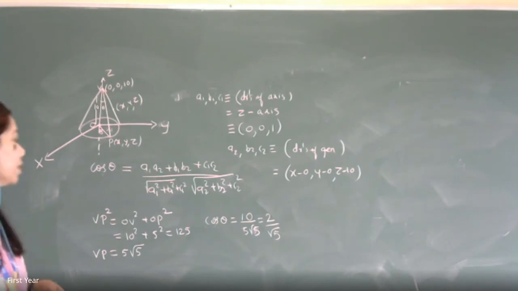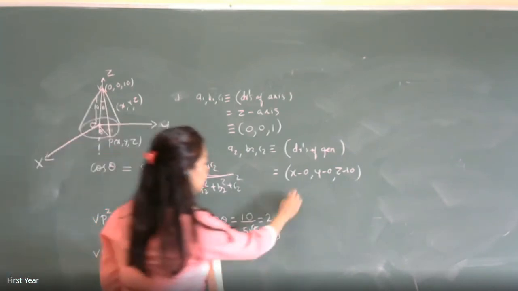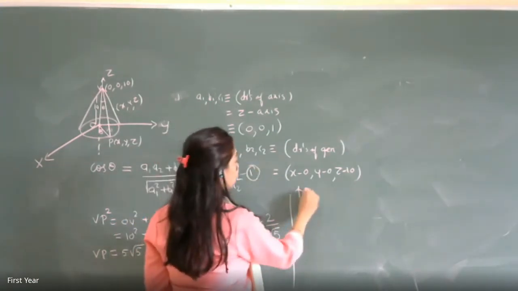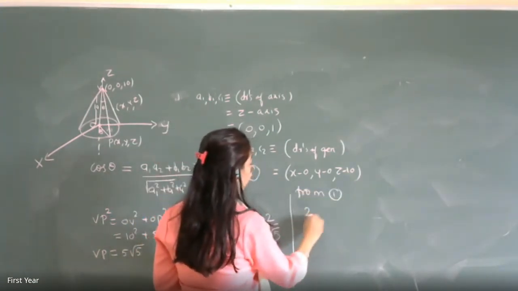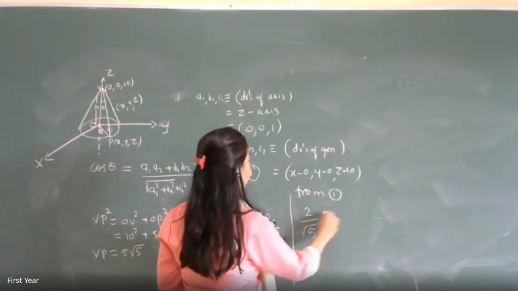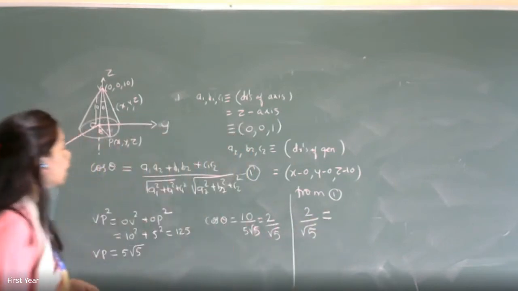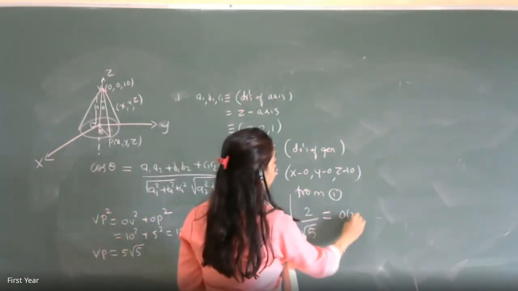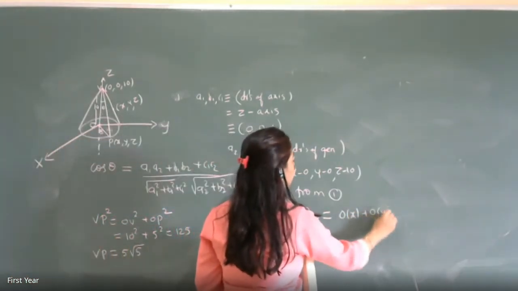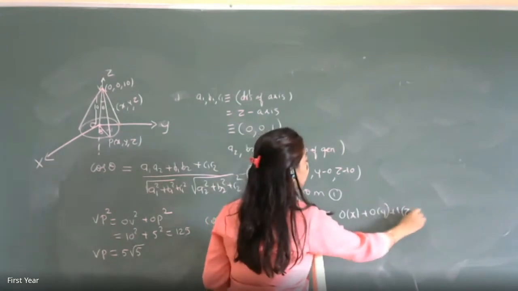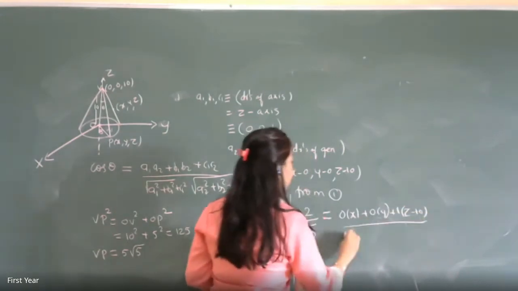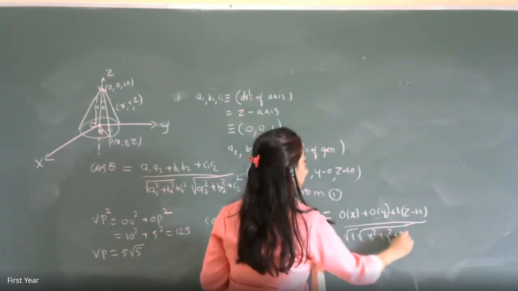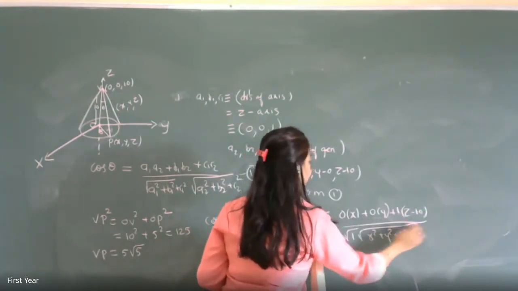So will you complete this question? What is the final answer? Using the formula, 2 upon root 5 will become equal to A1 A2 plus B1 B2 plus C1 C2. So it is quite simple: it is 0 into x plus 0 into y plus 1 into z minus 10, upon root of 1 into root of x square plus y square plus z square. Simplify it and you get the answer.